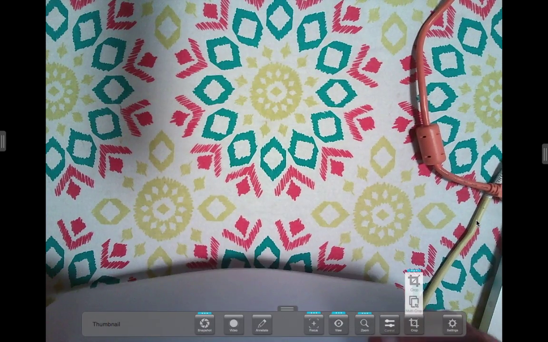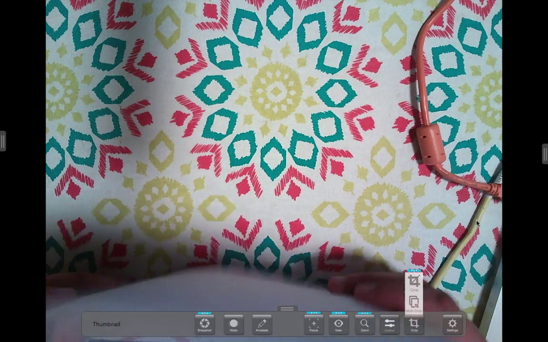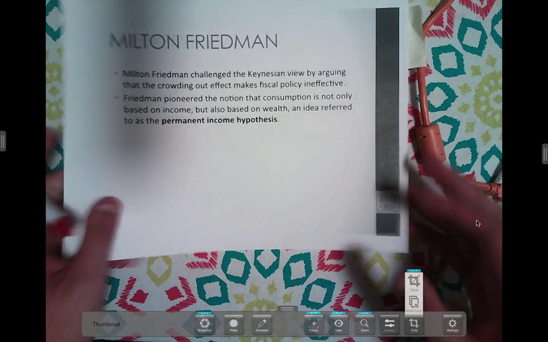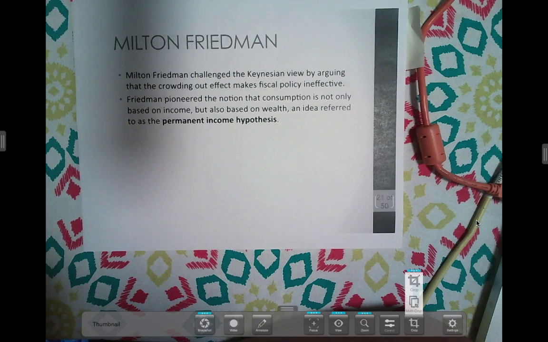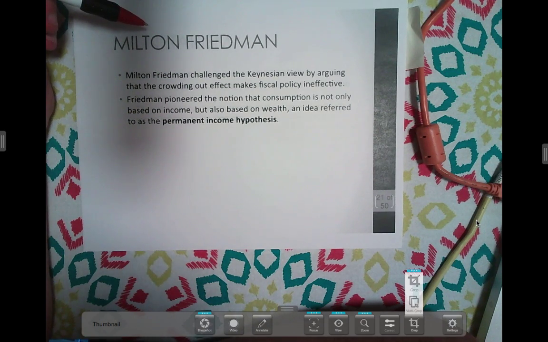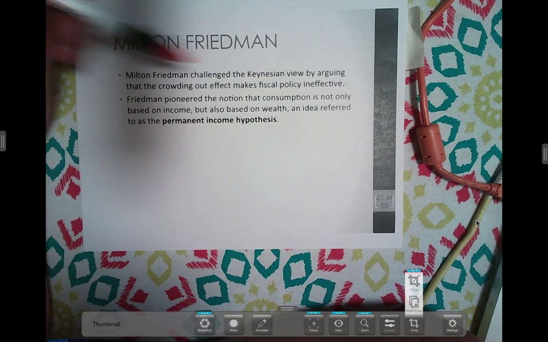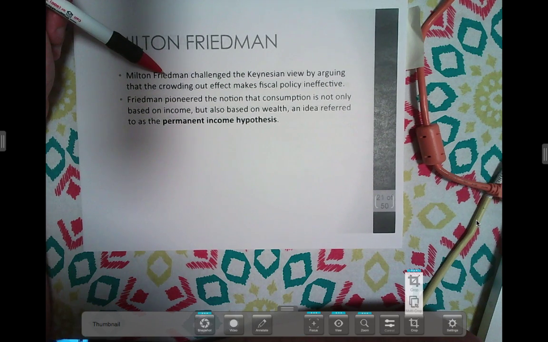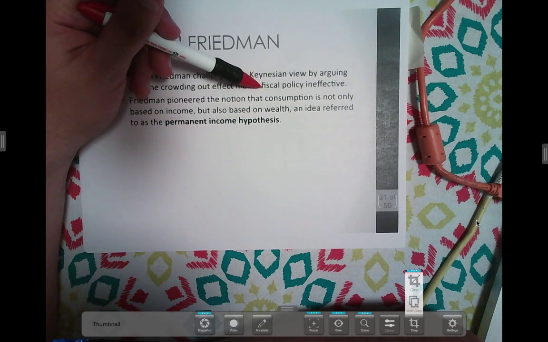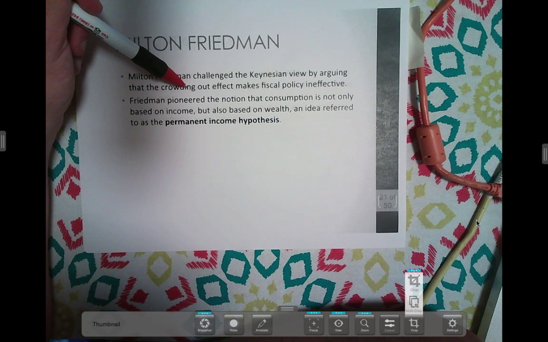So Keynes was very strong, certainly during the Great Depression and immediately after World War II, but the challenger to Keynes was Milton Friedman. Keynes is a little bit more liberal, Democratic. Friedman was much more conservative, Republican. And basically he said, yes, Keynes, fiscal policy can help stimulate the economy, but there is a fair amount of crowding out.